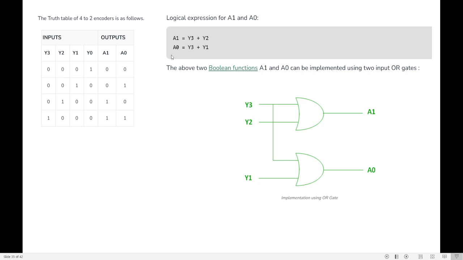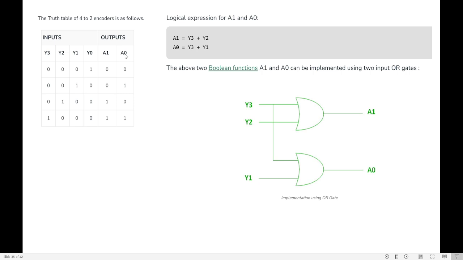To write the logical expression for A0 and A1, first see A1. What is the place where you have 1? You have 1 in 2 positions, this place and this place. In this place, Y2 holds this 1. In this position, Y3 holds this 1. So A1 will be Y2 plus Y3.